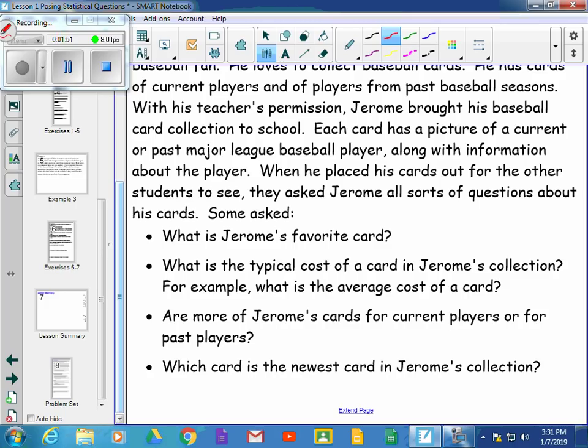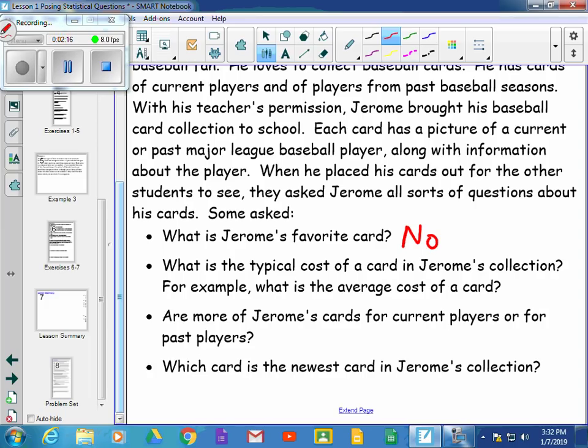So if we look at that first question, what is Jerome's favorite card? That can be answered with data, but can it be answered by varied data, a lot of different answers? And for that we would say no, because Jerome would only pick one favorite card. So that would not be considered a statistical question.